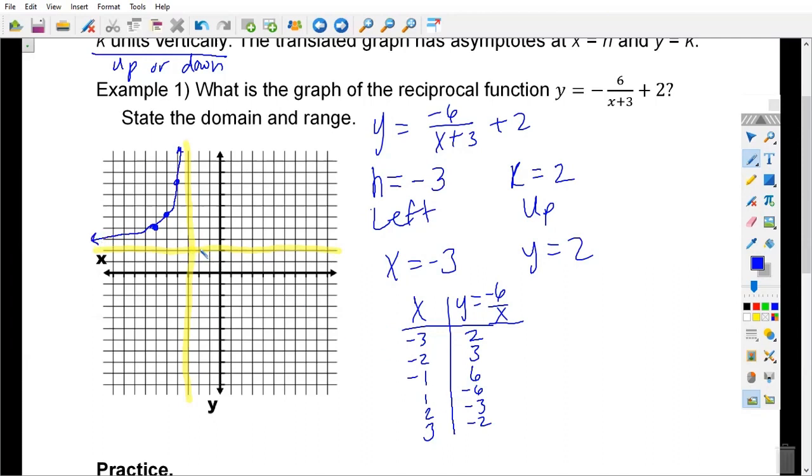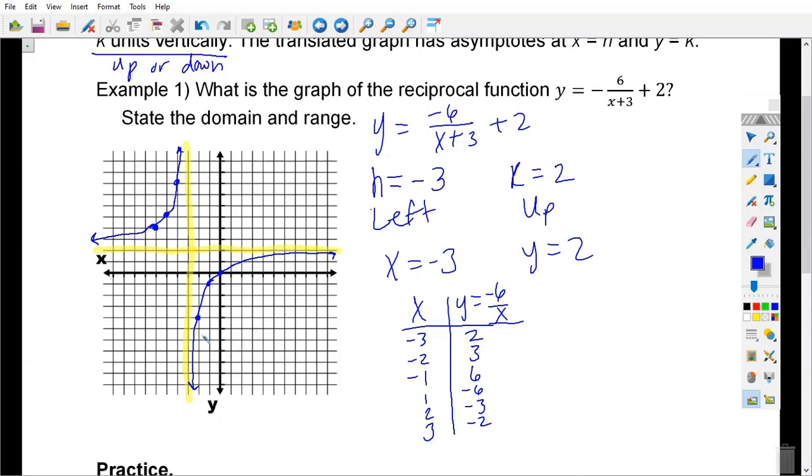So I'm going to go right 1 and down 6. 1, 2, 3, 4, 5, 6. I'm going to go right 2 and down 3. 1, 2, 3. I'm going to go right 3 and down 2. And do my best to not touch that. There's my graph. This is just used to help get to these points.